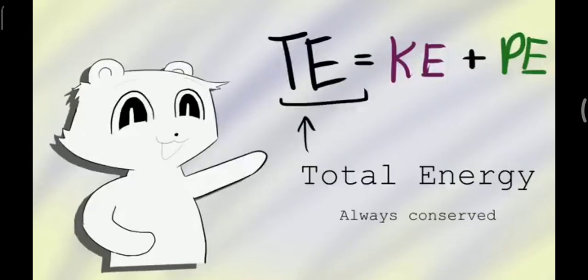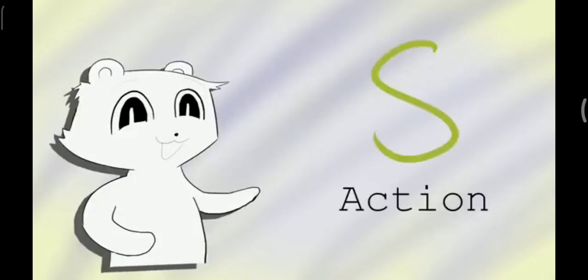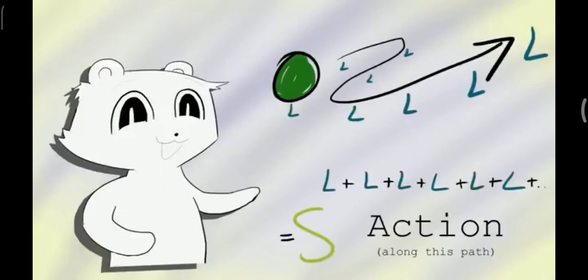The Lagrangian is a little different to energy. Energy would be kinetic plus potential, and that is conserved. The way the Lagrangian is used is actually to define a thing called action. If we want to find the action of the ball, we keep track of it over time and sum up the Lagrangian.